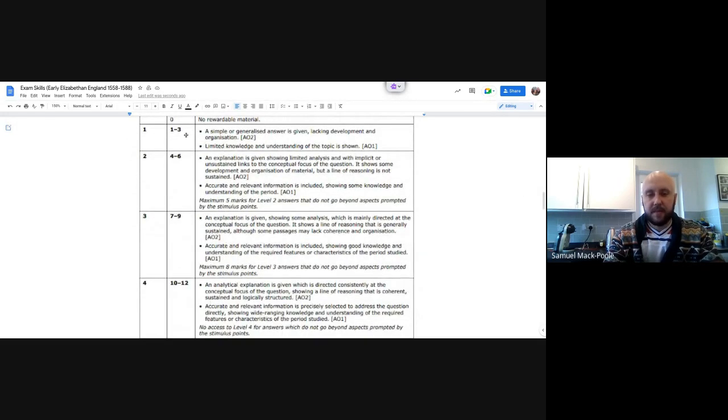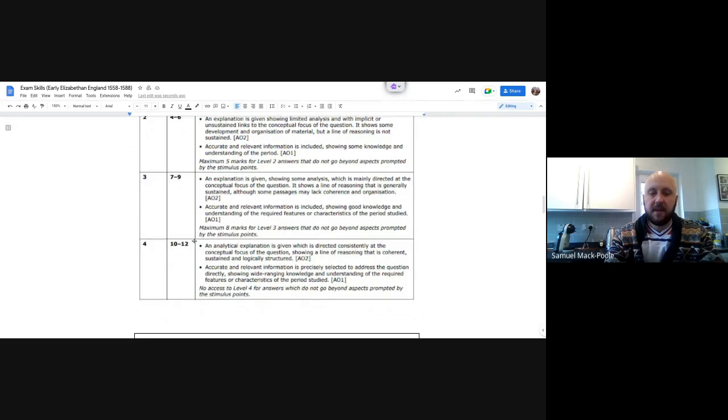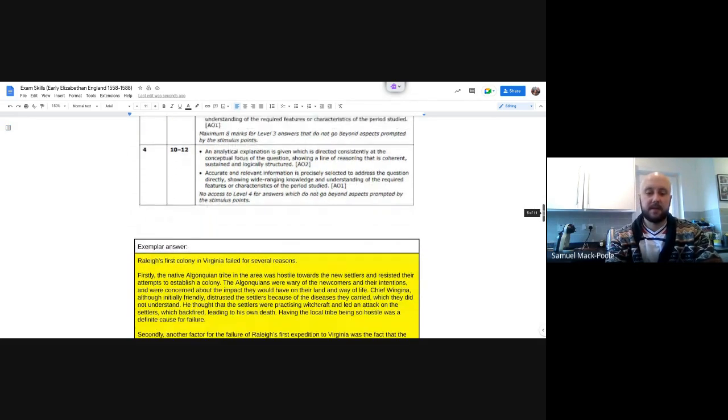So you don't want to be here, 1 to 3 marks, a simple generalized answer. You don't want that. Limited knowledge. You don't want that. You want to be in this bracket here, 10 to 12. An analytical explanation is given, which is directed consistently at the conceptual focus of the question, and it's coherent, sustained, logically structured, nice and organized, using connectives. Firstly, secondly, thirdly, moreover, however, consequently. Use your connectives, guys. Accurate and relevant information is precisely selected, okay? You've got your SPEND there. SPEND is going to help you pass your exam.